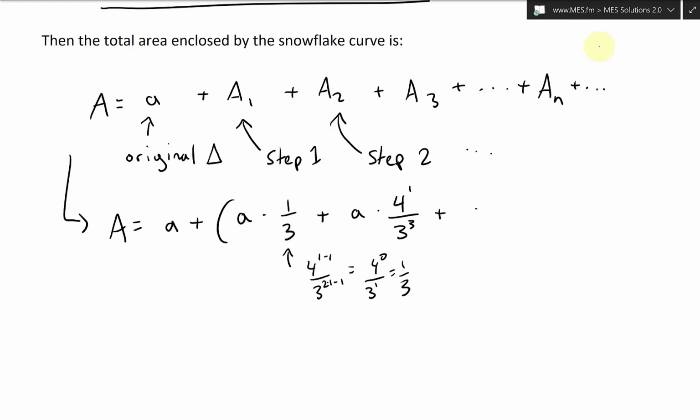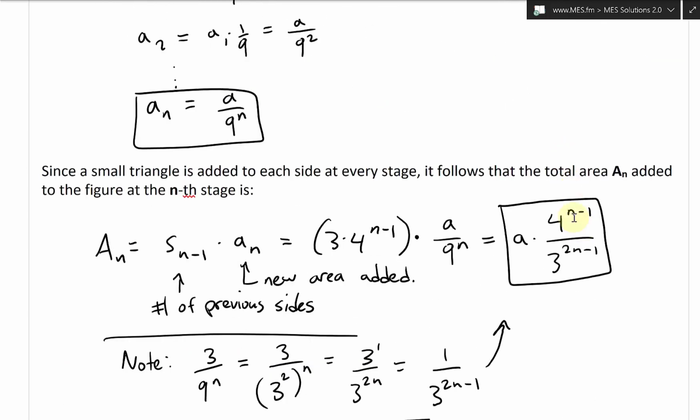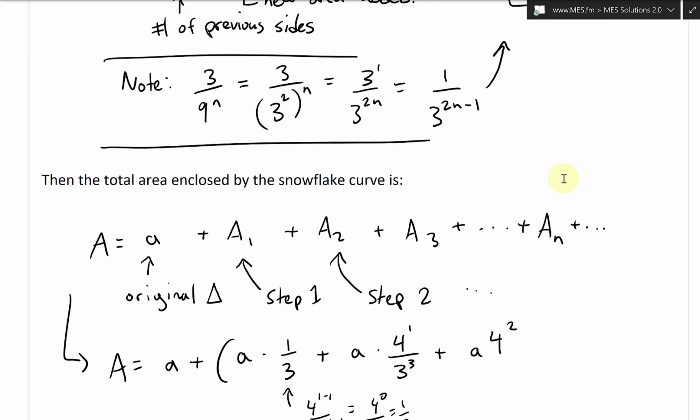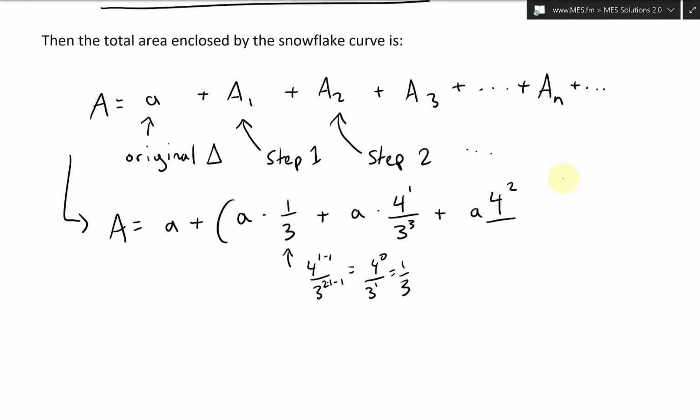And the next one is going to be 4 squared, because when you put a 3 in, 3 minus 1 is 2. And here, 3 times 2 is 6, minus 1 is 5. So notice the pattern now: 3 to the 5. And then the next one is going to be 4 cubed over 3 to the 7. So it goes every odd, while the 4 goes every single one, plus dot dot dot. And put this in a bracket like that.